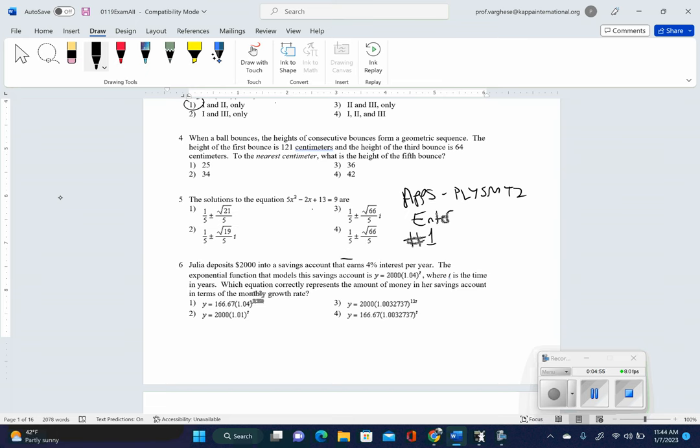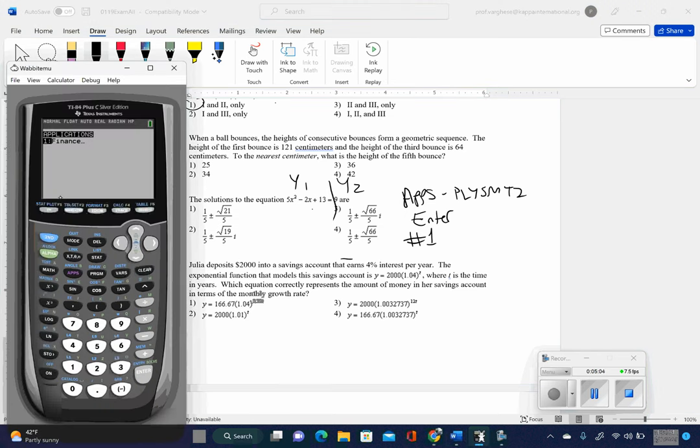So then you could split this, plug this under y1, plug this under y2, and see where they meet. Since my calculator doesn't have poly root finder, I'm going to do it the second way, which is go to y equals, type this in, 5x squared minus 2x plus 13. And then over here, I'm going to put 9 under my y2, and I'm looking to see where they intersect. So I'm going to hit graph.